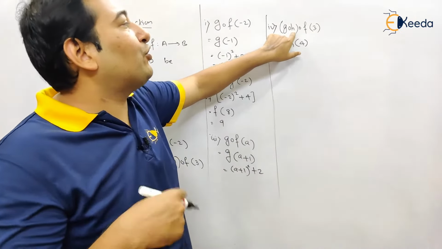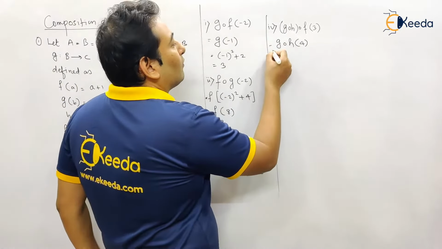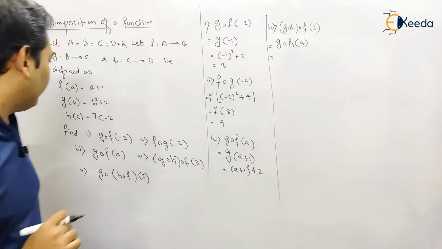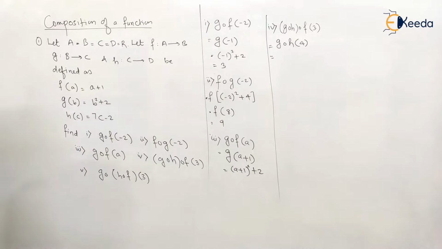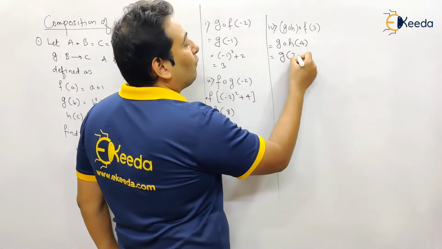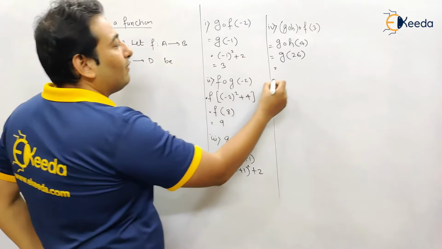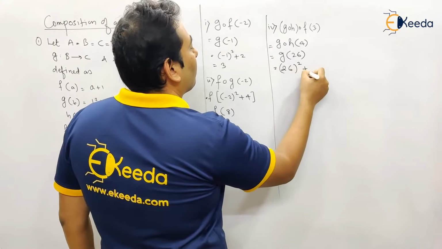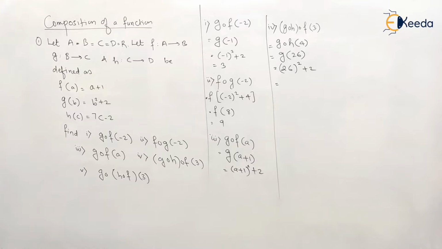We need to find out H of 4. So see the way I am writing. H of 4. In place of C, we're going to put 4. So that will become 28 minus 2, which is 26. So we need to find G of 26. G of 26 is 26 square plus 2. If you simplify 26 square plus 2, the answer will be 678.